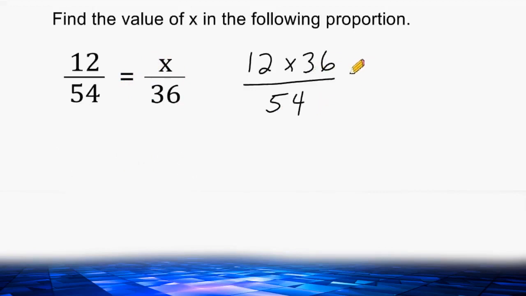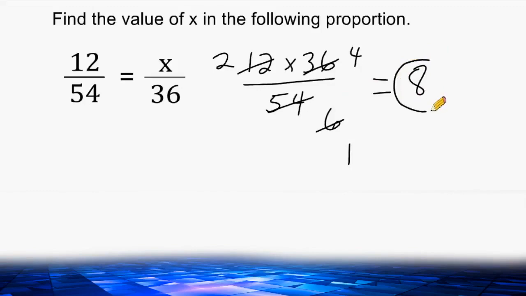So now that we have this set up, we can right away start to use cancellation to reduce this problem. So we can say that 9 goes into 36 4 times and 9 goes into 54 6 times. And then we can say that 12 and 6 can be reduced to 2 over 1, leaving us with 2 times 4, which is equal to 8, which is what we came up with the first strategy that we used.